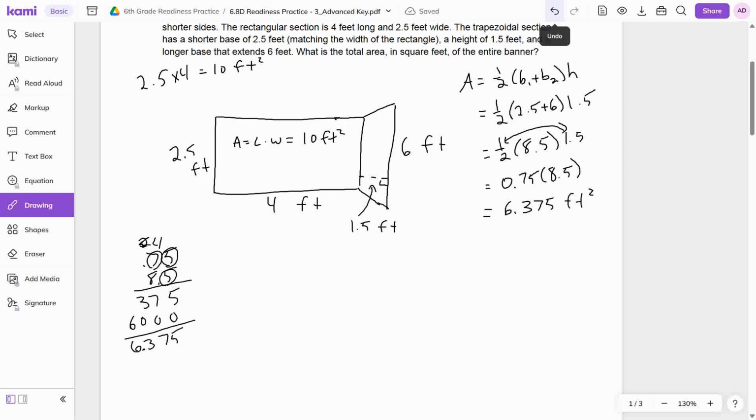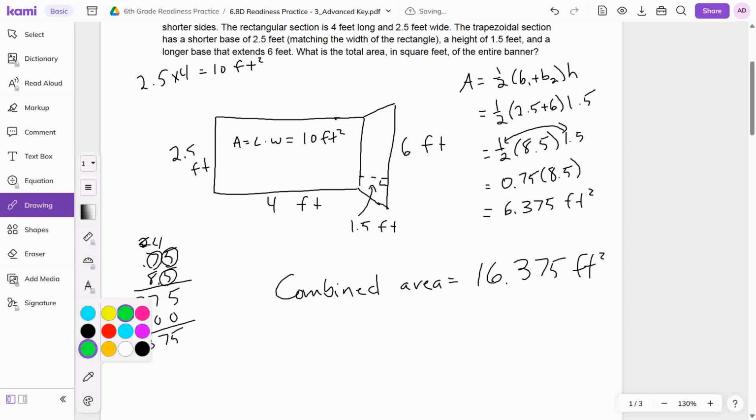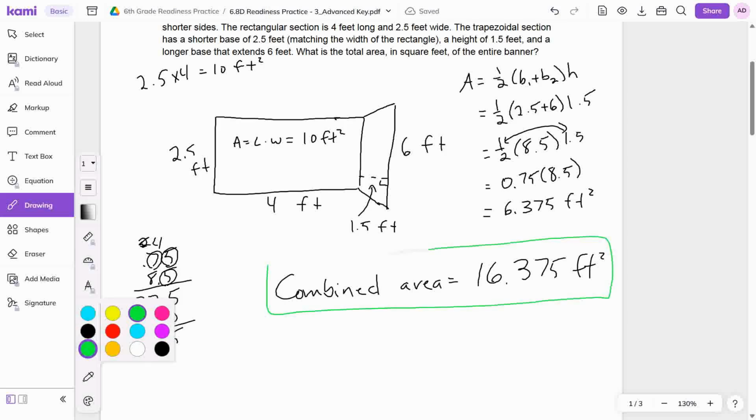Now, adding these together is actually going to be pretty easy because you can almost do that mentally. So we'll say combined area equals, because I'm just adding 10 to my 6.375. So I can just say it's 16, because that's what that 10 and that 6 is going to give me. 0.375 feet squared. And so that is my answer for problem number 1.